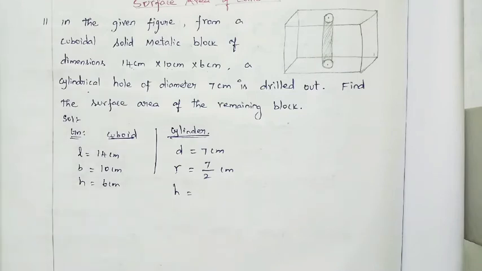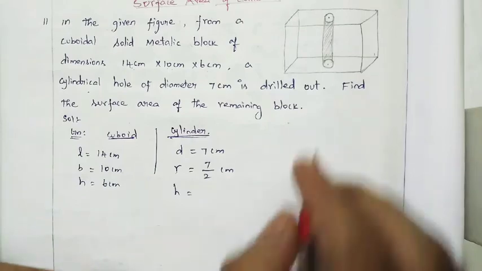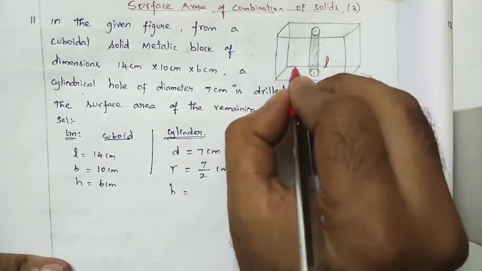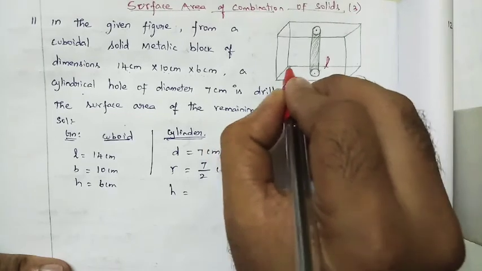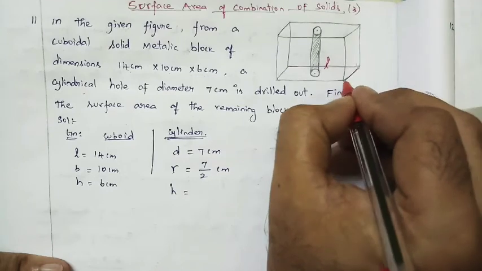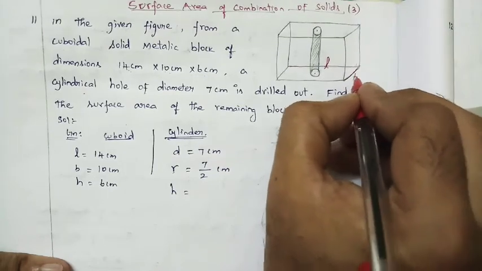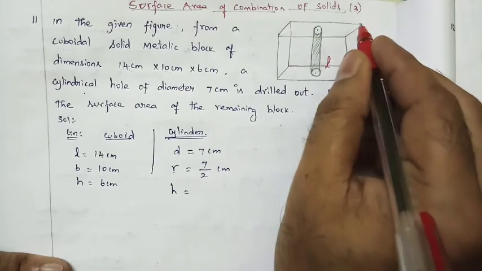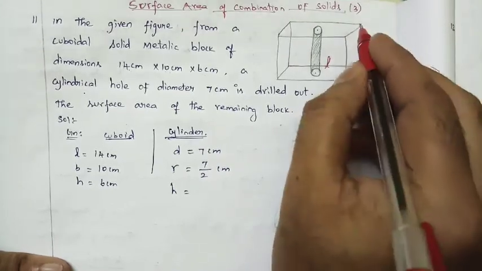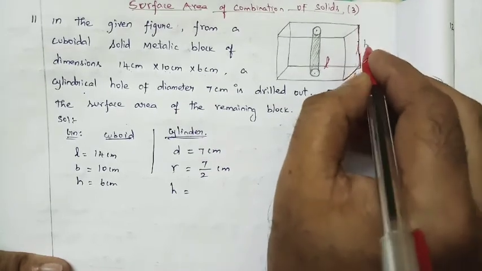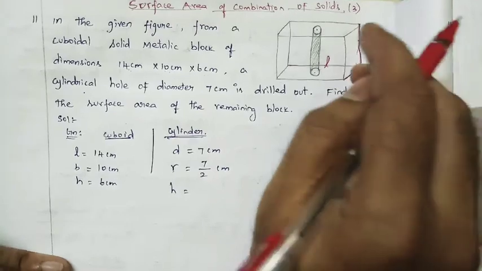By seeing the diagram itself, we can say that. This line is the length of the cuboid, and this line is called the breadth of the cuboid. And this edge or this side is called the height of the cuboid.